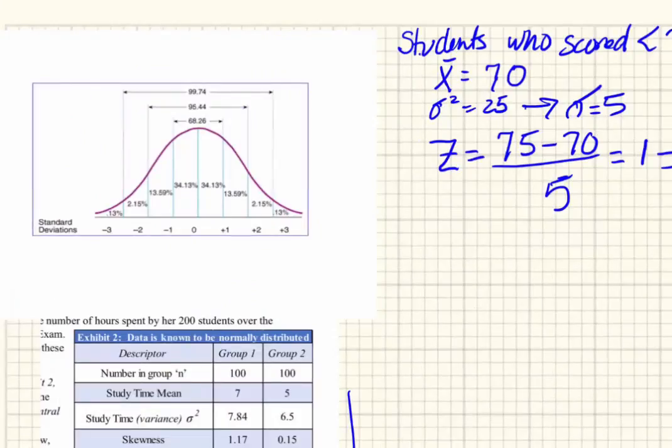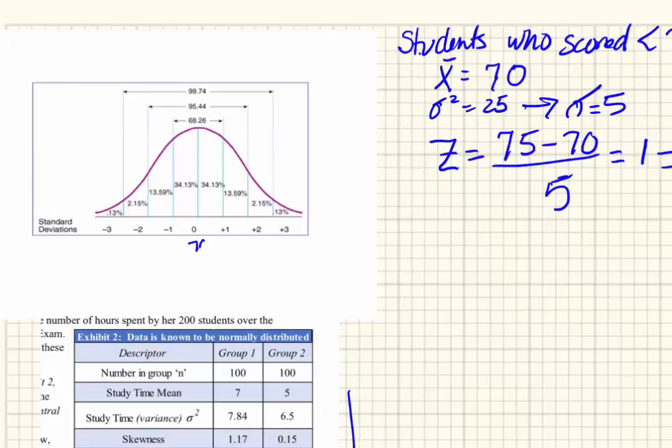Okay, now I'm going to zoom in on the curve, and I'm going to draw for you exactly what we're talking about. First thing I want to do is label this. In the middle we've got 70 because that is the mean, and each standard deviation, or this area right here, is worth 5. So plus 1 standard deviation would be 75, and this one would be 65.